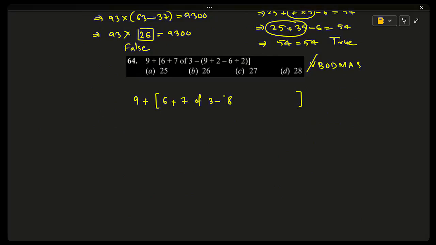Okay. Now this square bracket is having plus of minus. According to VBODMAS rule, we have to do of first. So let us do this 7 of 3. 7 of 3 means it's multiplication. 7 3s are 21. Now we can add the positive numbers. 6 and 21 sum will be 27. 27 minus 8, it's going to be 19. So we can erase this part and write 19 here.